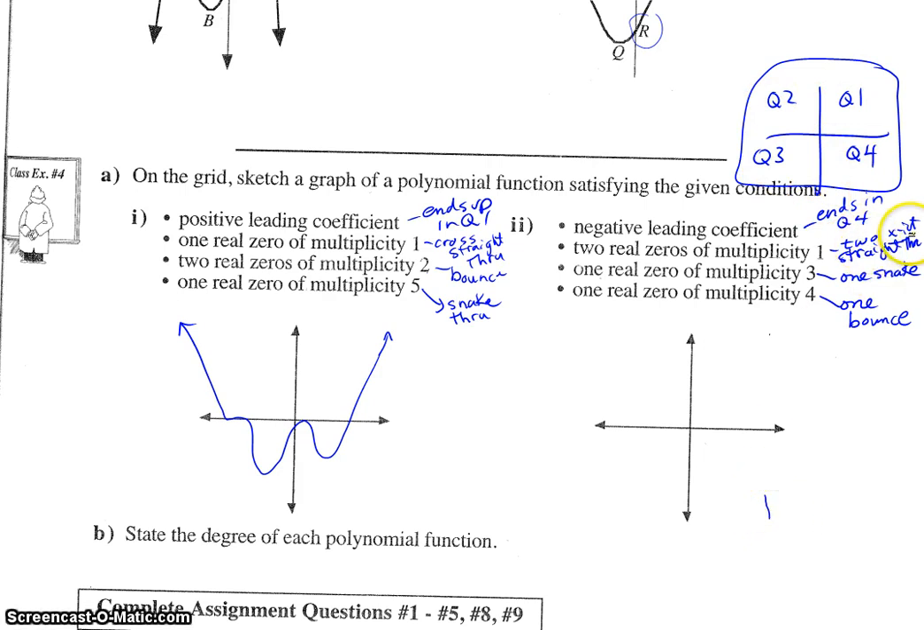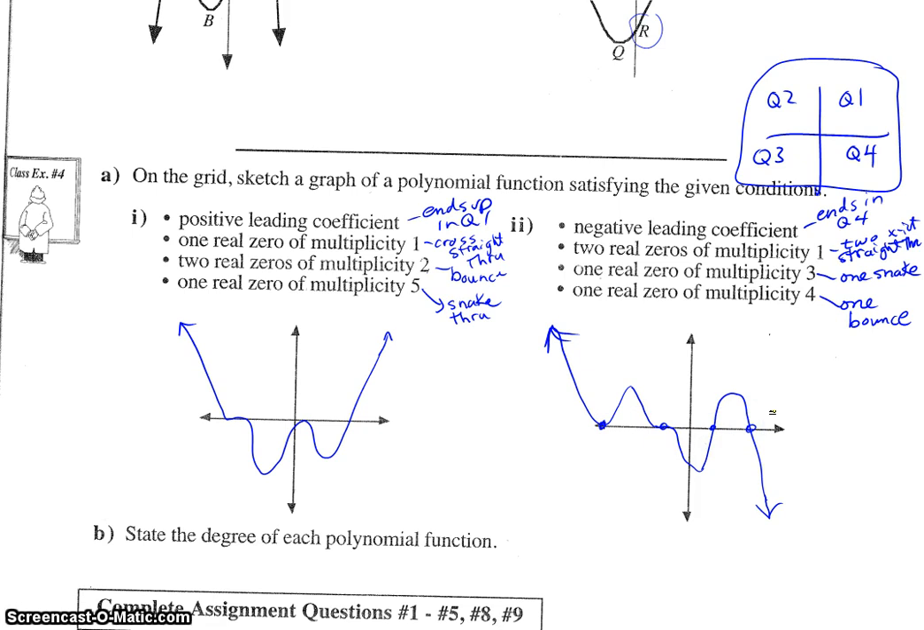We have 2 x-intercepts where it passes straight through. So we can get those out of the way first if you like. Then we have 1 snake. They don't have to be in order like I'm doing them. 1 snake, and then 1 bounce. And there we go. That would be a possible graph. As long as you have satisfied the bounce, the snake, and 2 straight throughs, your graph is fine.